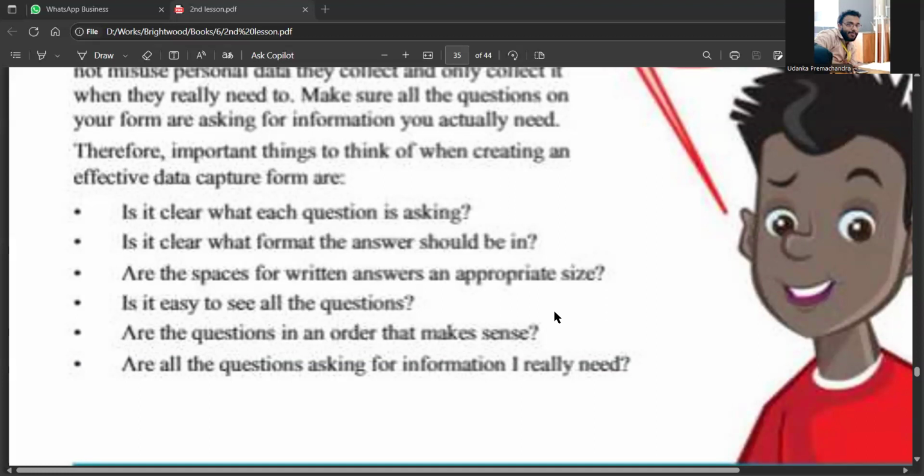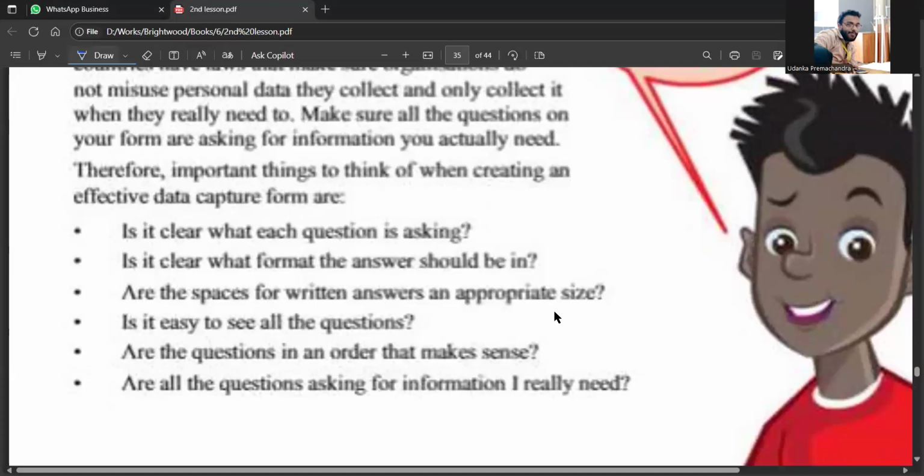Sometimes you may ask for details about family, so you should provide good space for that. It should be easy to see all the questions, and the questions should be in an order that makes sense. Also, are all questions asking for information I really need? Those are the things you should think about when asking questions.